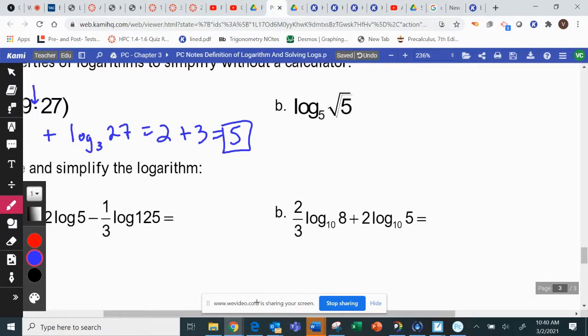This next one is a little tricky, but it's not hard. I'm going to rewrite this, log base 5. I'm not going to write it as the square root of 5. I'm going to change the square root of 5 into a rational exponent. What does that mean? A rational exponent. That's another lesson that we've done recently. What does a rational exponent mean?